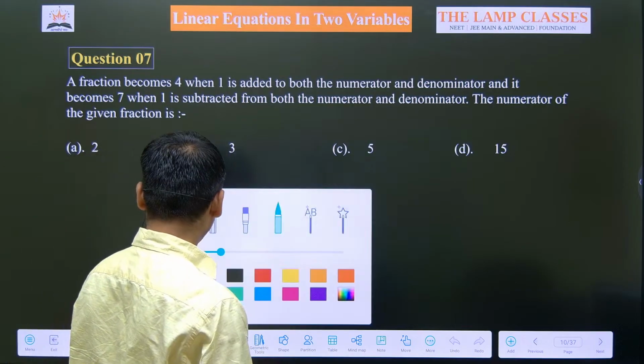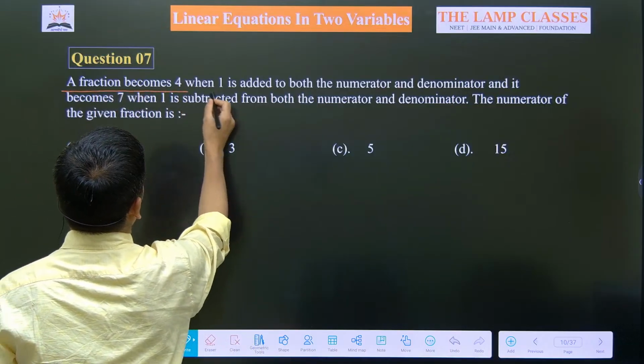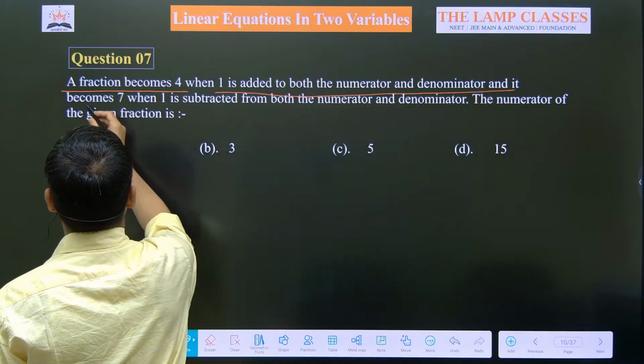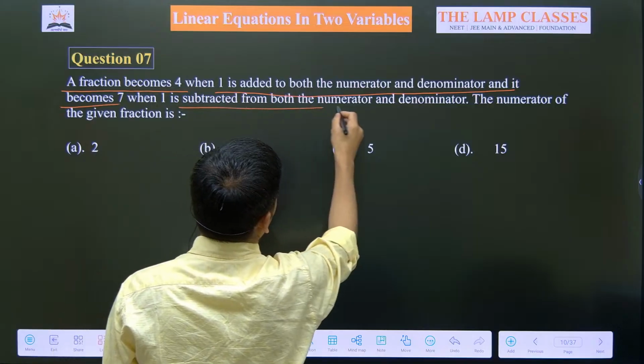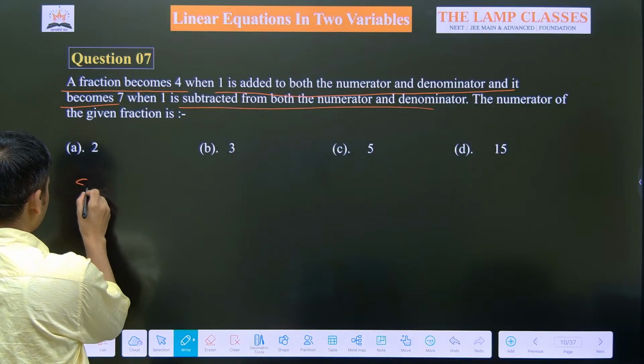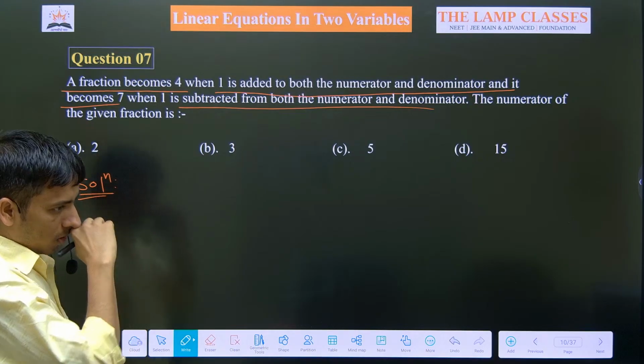They're talking about fractions this time. A fraction becomes 4 when 1 is added to both numerator and denominator, and it becomes 7 when 1 is subtracted from each. Right? So in these questions, let's understand this properly so that even if they ask it for 2 or 3 marks, we know how to solve.